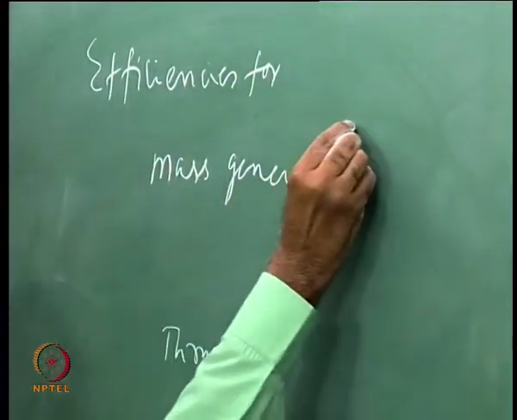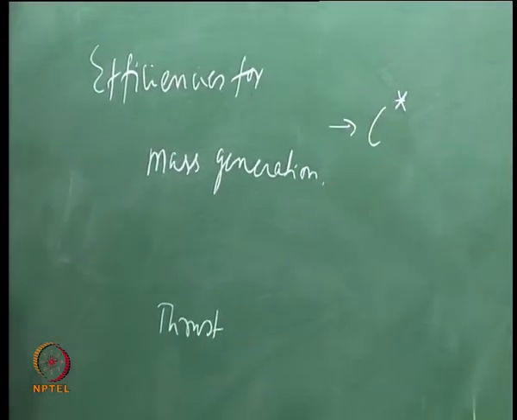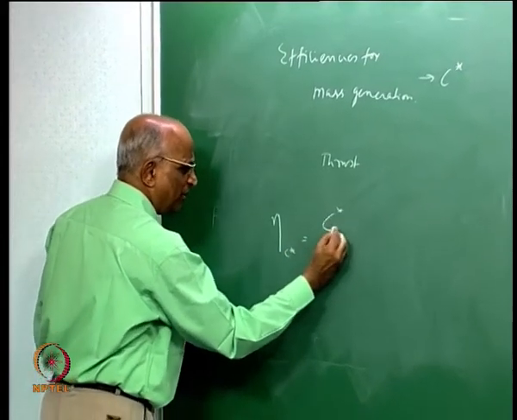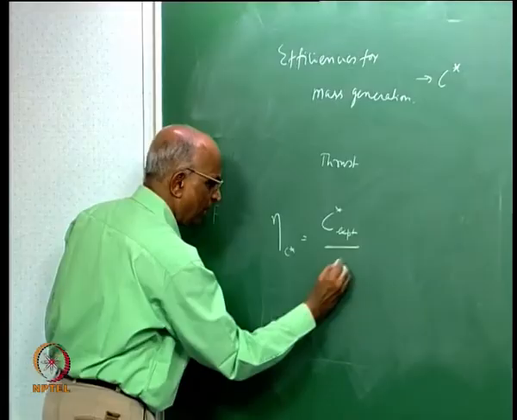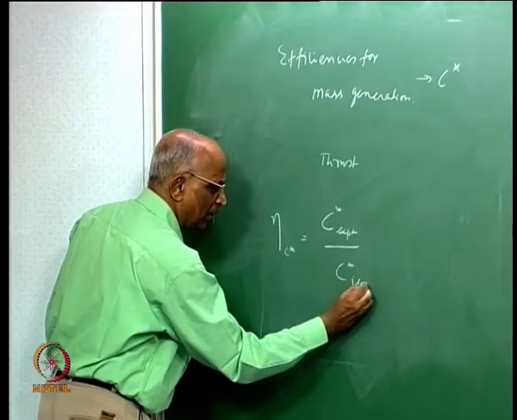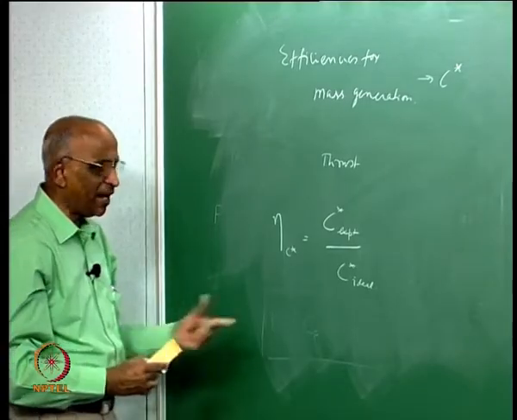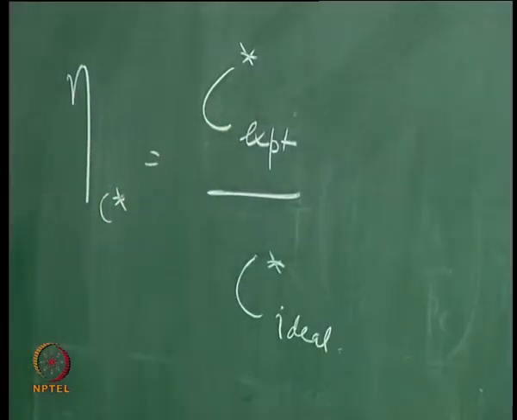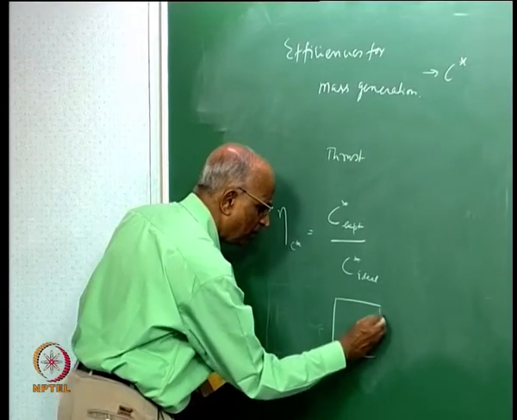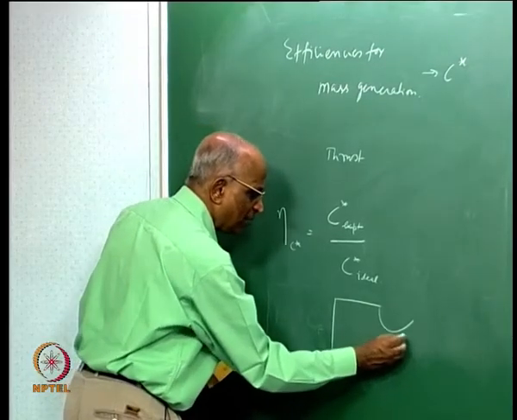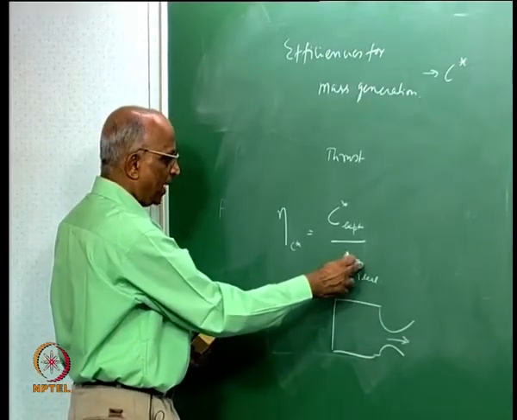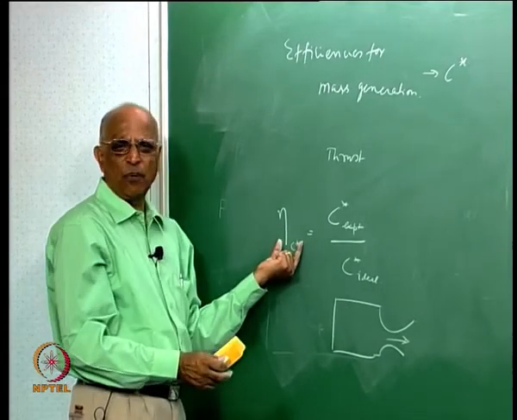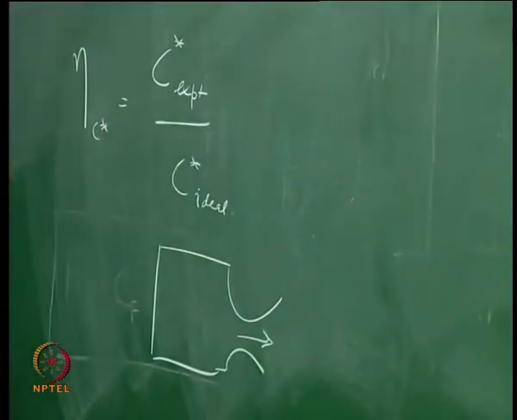The mass generation we decided in terms of C star. Therefore, if I have to put an efficiency for mass generation, it is equal to C star, which is experimentally observed, divided by the ideal value which we derived in this class. And what was the ideal value? Under root RTC by capital gamma. Therefore, all what we do in an experiment, you take a rocket, you find out the rate at which mass is getting delivered out, you find out the ideal and you say it is eta C star, and you will find that the values are quite high, of the order of 0.98 to 0.99. We will do some problems on this.